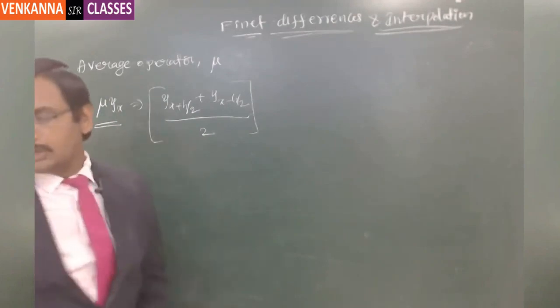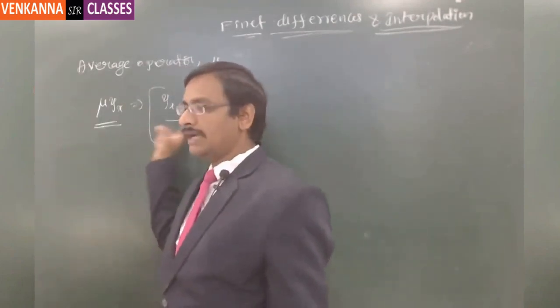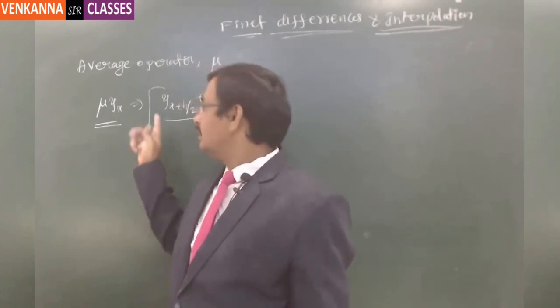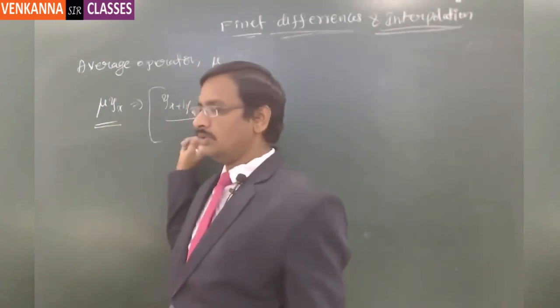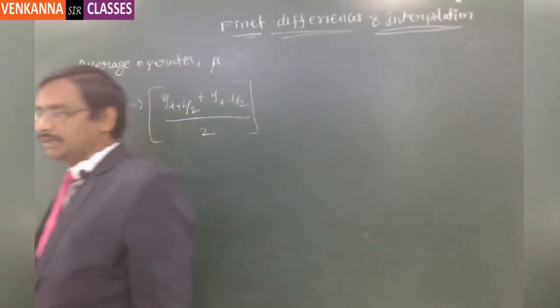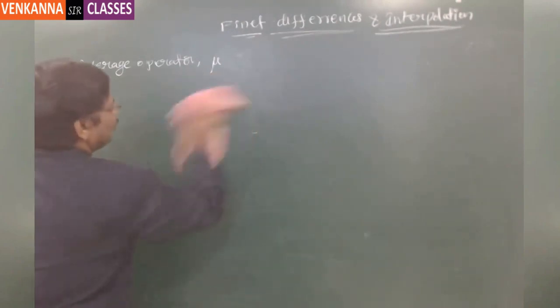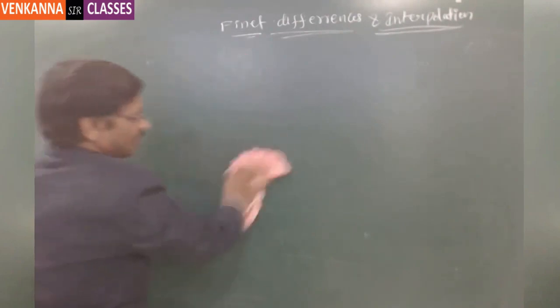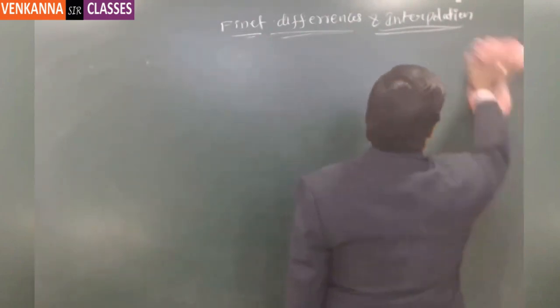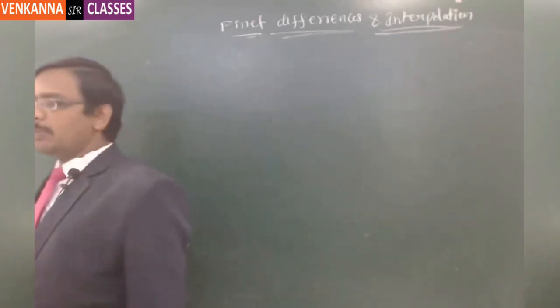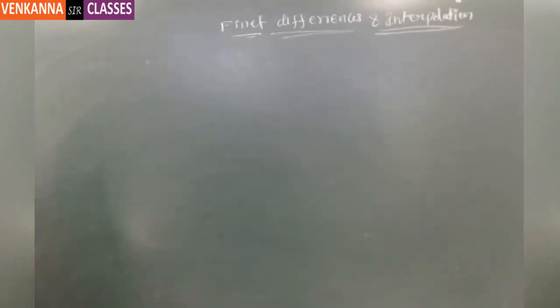Got it? Understood? This average operator, exactly in the similar manner as the shifting operator, also has a meaning of its own. So these meanings we are trying to understand here. Got it? So these are the conventions we are trying to use in case of interpolations. So this terminology you have to be aware of, and the meaning of each and every letter you have to be aware of. And these operators also are interrelated to one another. So, relation between the operators.